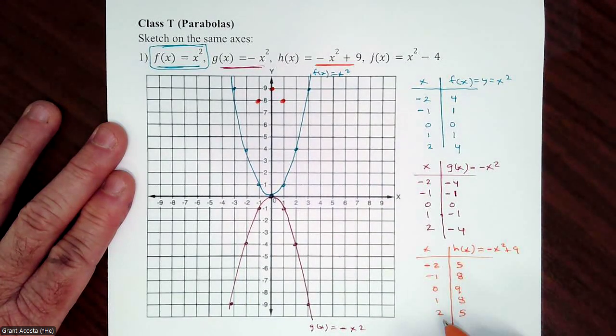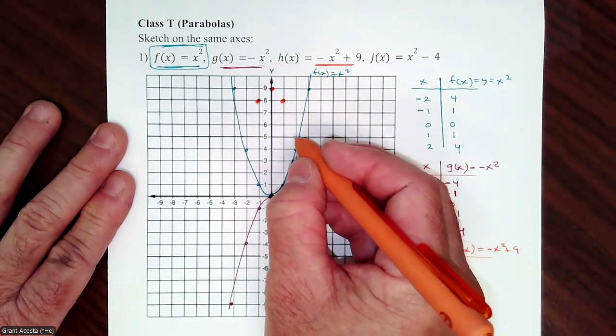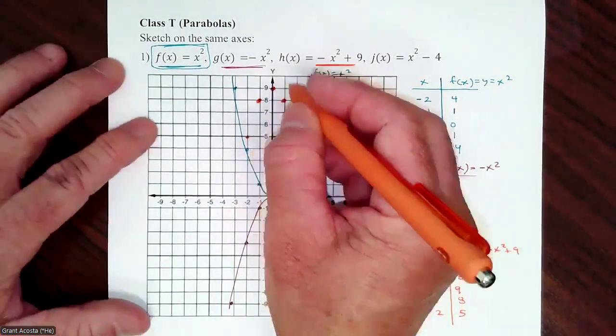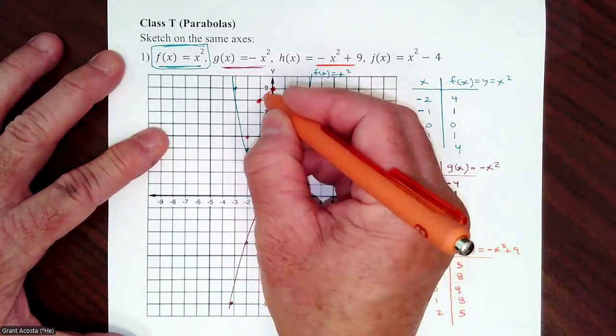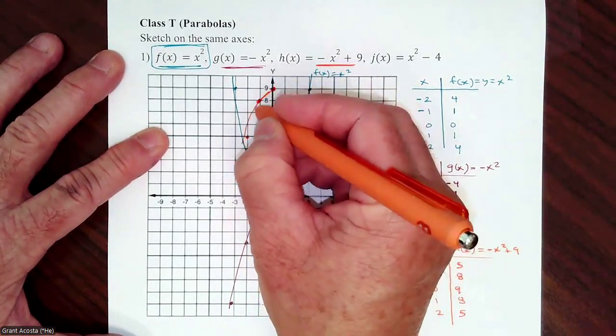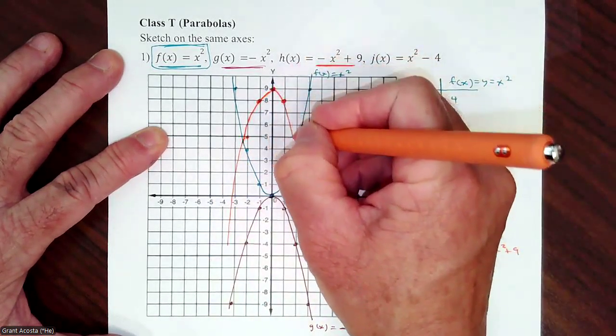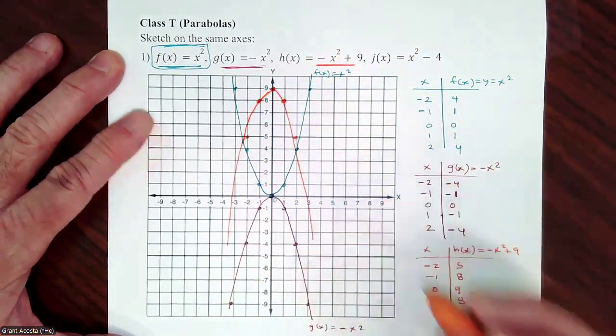If I plug in 2, I'm going to get 5. And if I plug in negative 2, I'm going to get 5. And we could keep going here, and what we would see is, I missed a little bit. That's okay. Our parabola here is going to look like this.